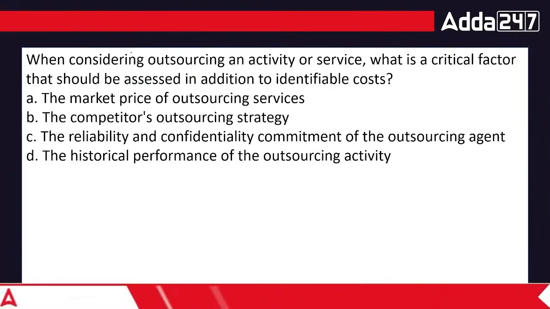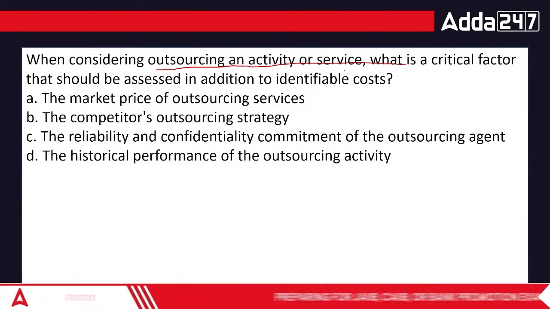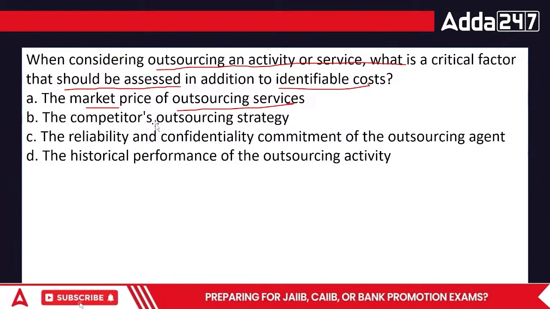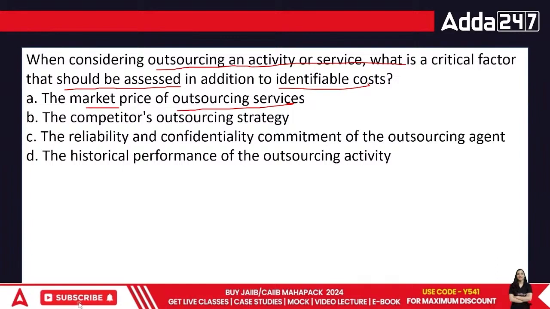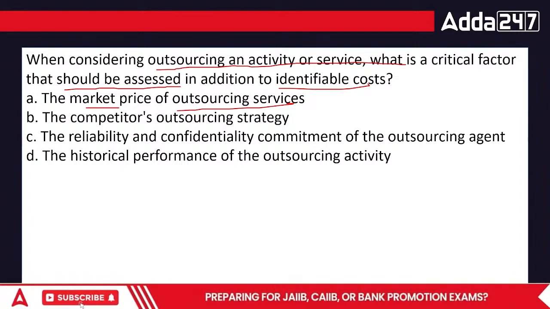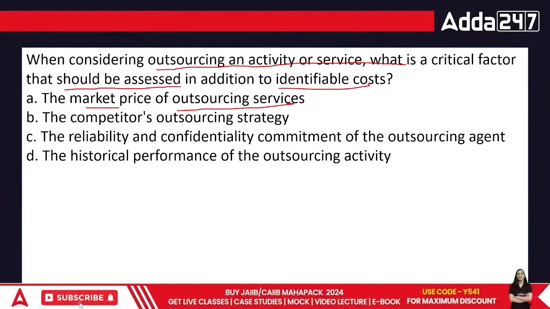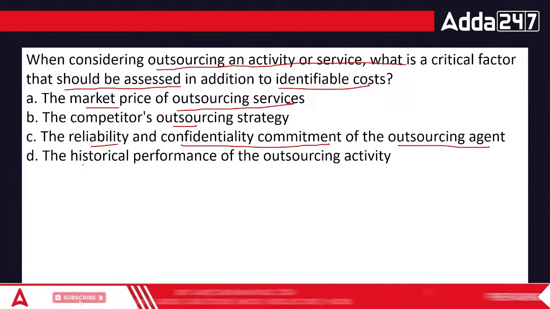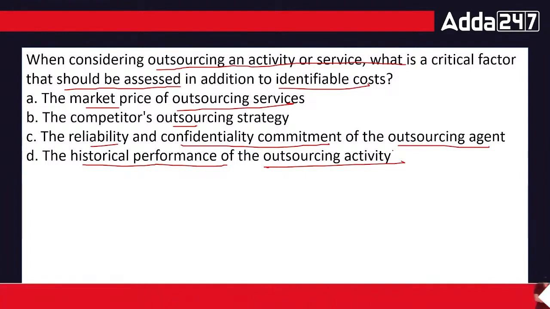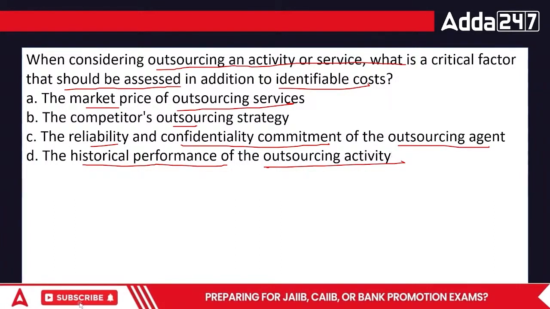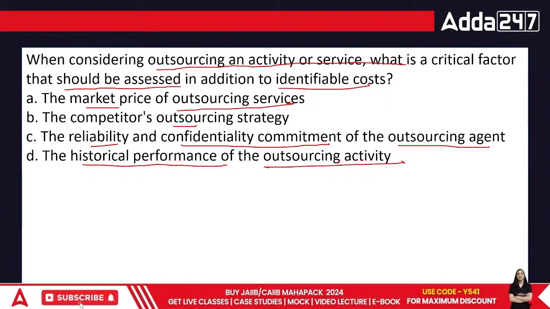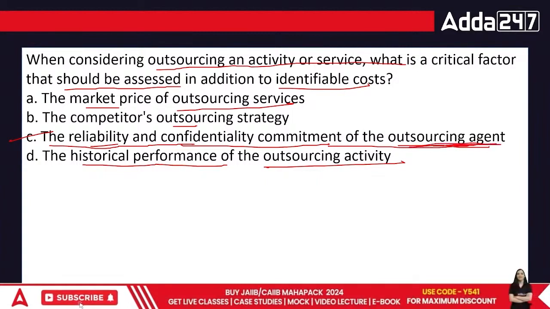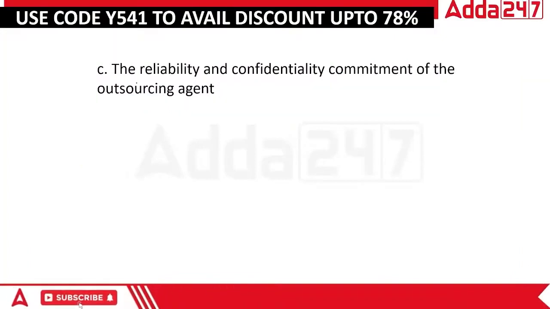Okay. When considering outsourcing an activity or service, what is the critical factor that should be assessed in addition to identifiable costs? The market price of the outsourcing service, the competitor's outsourcing strategy, the reliability and confidentiality commitment of the outsourcing agent, or historical performance of the outsourcing activity. The answer is C. The reliability and the confidentiality commitment of the outsourcing agent. ठीक है? The answer is C.